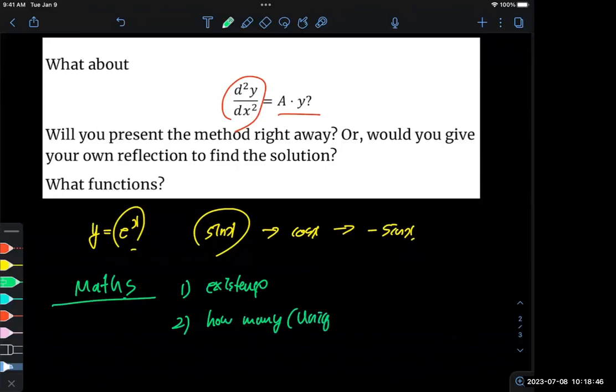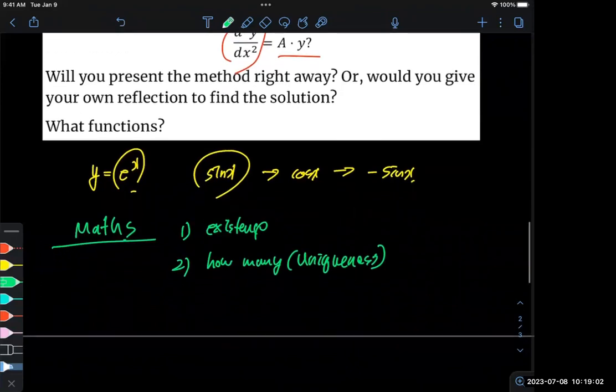When you start working at the tertiary level of education for mathematics, these two are going to be the major questions. Does it exist? If it exists, how many exist? And if it's unique, we are usually very happy. But here's the thing. What about e to the power of x plus e to the power of negative x? If I differentiate twice again, it can also be described as a constant multiple of itself.